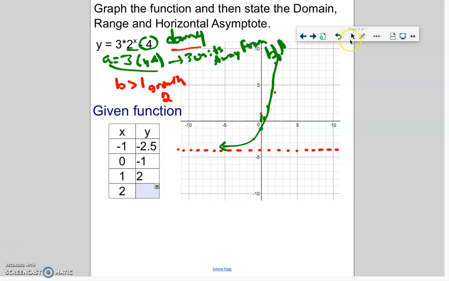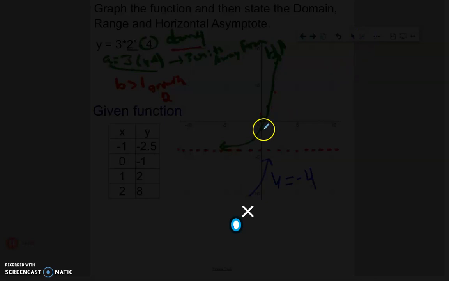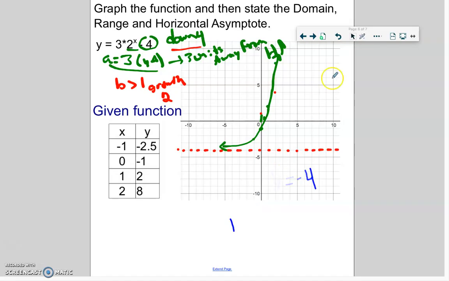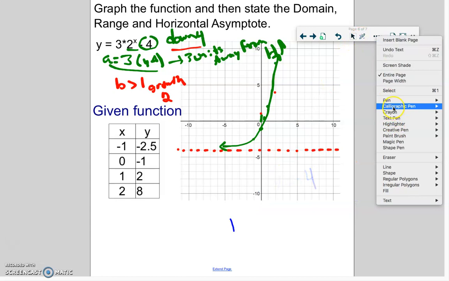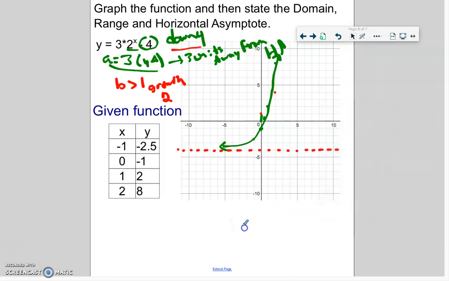So my horizontal asymptote has turned out to be really nice. My horizontal asymptote is y equals -4. My domain is going to be all real numbers, because we can't restrict it. And my range, which is above my asymptote, is going to be -4, comma, to positive infinity.